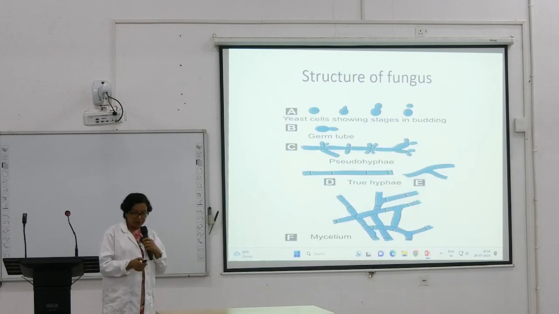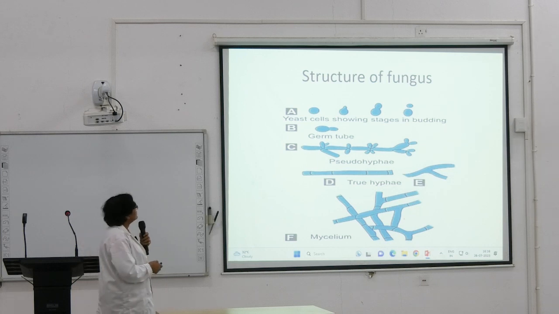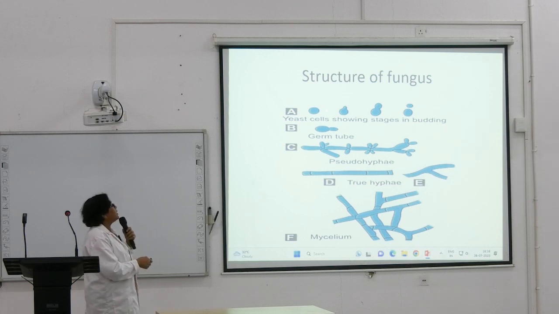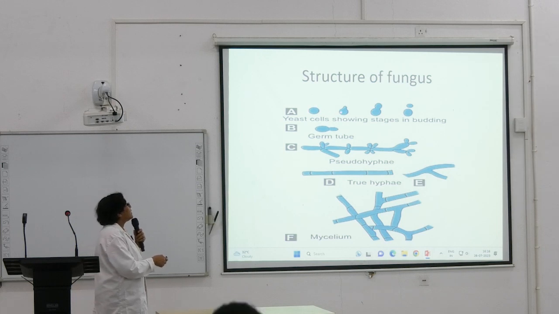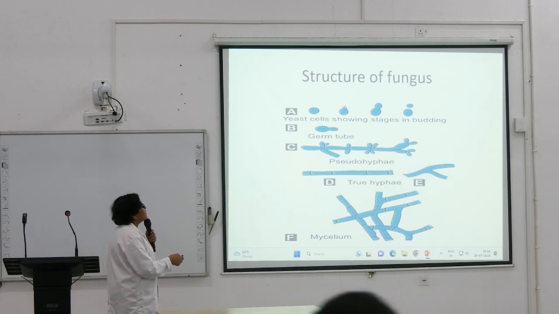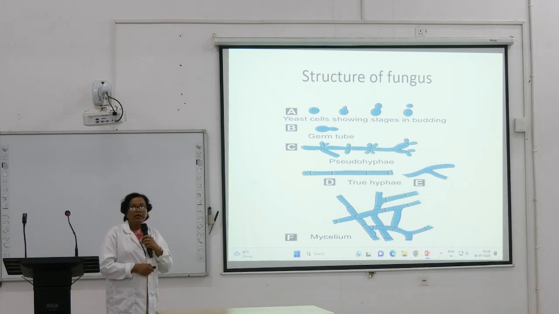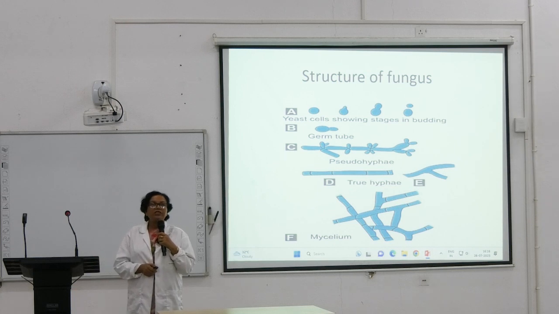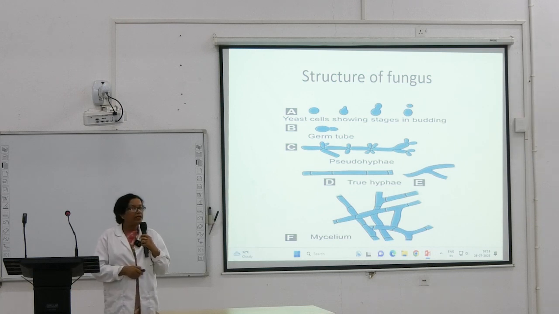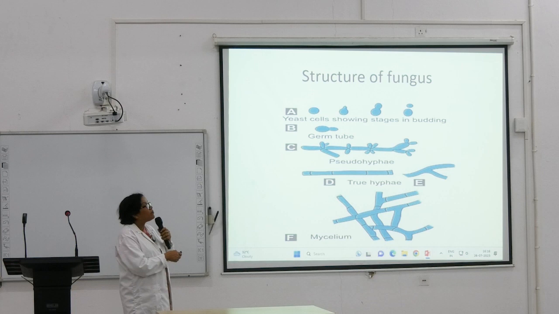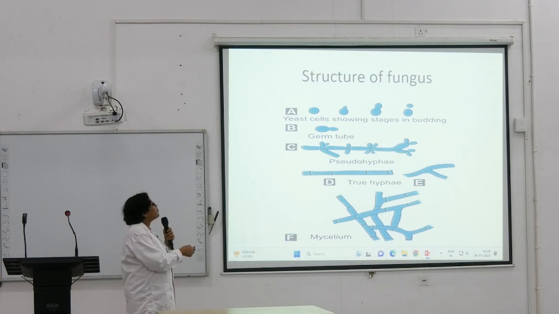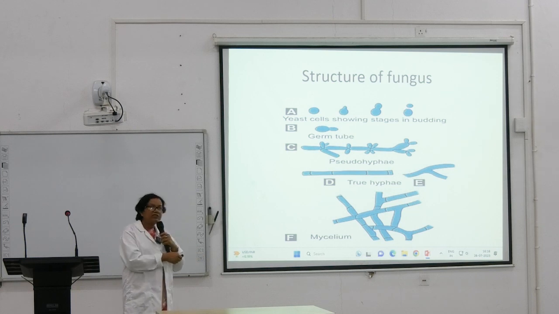Next picture you can see, this is yeast, and here is the budding. This is the budding. In bacteria, you know, reproduction is binary fission, but in case of yeast, there is budding. One bud is formed from the cell. Next, it is detached. Another fungus is produced.